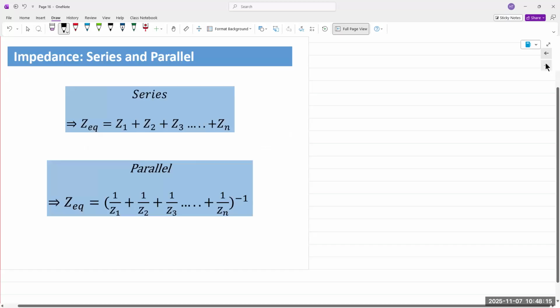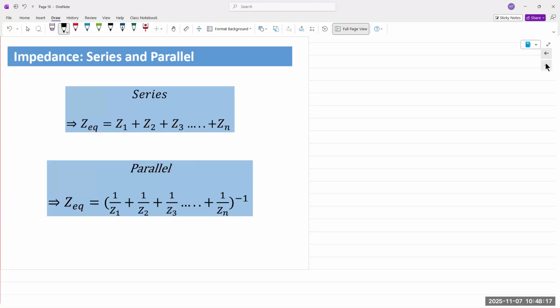Impedances and reactances can be added up similar to resistors. So if it's a series connection of RLC, we cannot combine directly. If you have a resistor, inductor, and a capacitor, and you want to find the total ZEQ, well, these quantities are different, right? Just fundamentally, there are 3 different components.